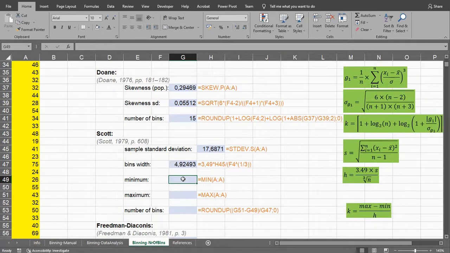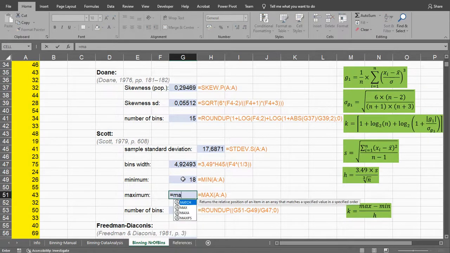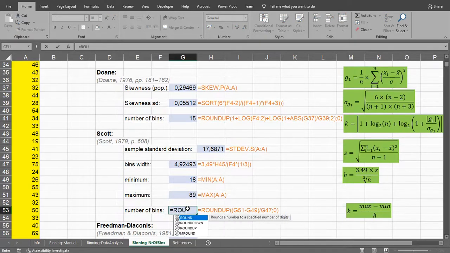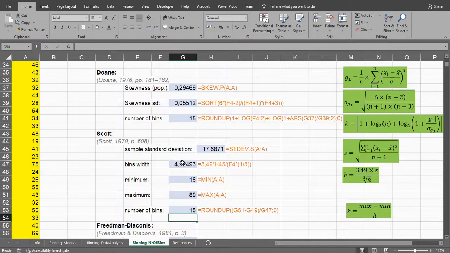Now we can determine the minimum of all our data, MIN of A, and also the maximum of A, and then we can use this small formula: we take the range, the maximum minus the minimum, divided by the width of the bins, and that should give us a fairly good idea of how many bins we need. So ROUNDUP, and then it's going to be the maximum minus the minimum divided by my h, the bin width, and I don't want to see any digits, so 15 also.